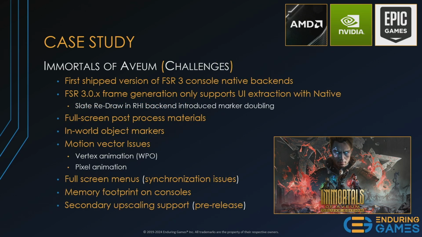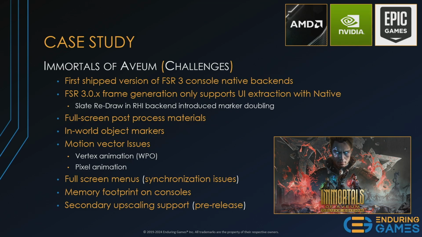And one of the things about this project was that we were adding resolution scaling and frame generation pretty much at the end. So we had to make a lot of product decisions with our partners and just internally. There were a lot of trade-offs and decisions on what can be shipped versus not. And as far as some of the challenges we faced, it's the first shipped version of FSR 3 on console. And we use native backends for both of them, so you saw the spoiler alert.